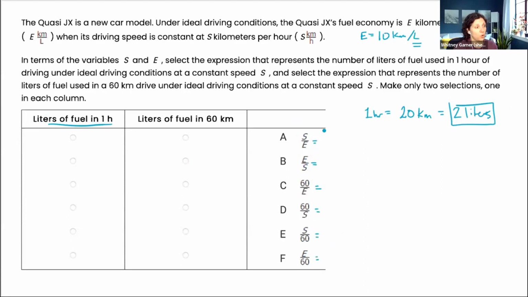So 20 over 10, 10 over 20, and then these are all the ones with 60: 60 over 10, 60 over 20, 20 over 60, and 10 over 60. So I've got 2, a half, 6, 3, 1/3, and 1/6.